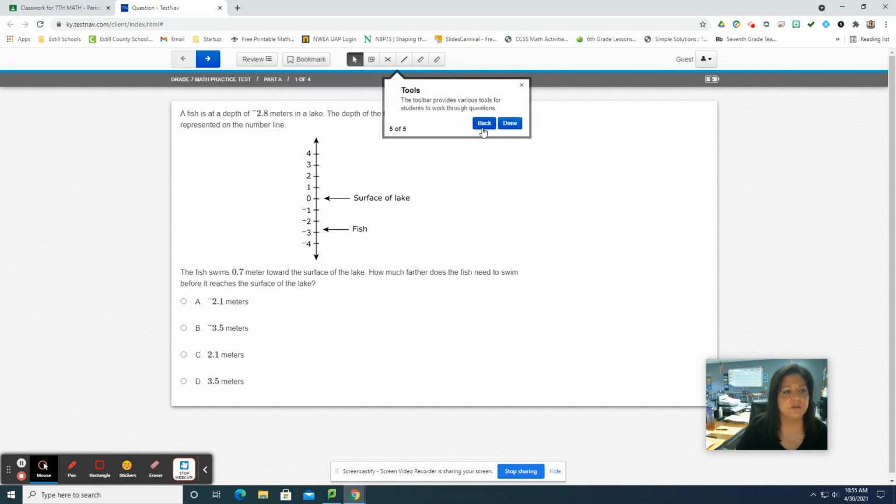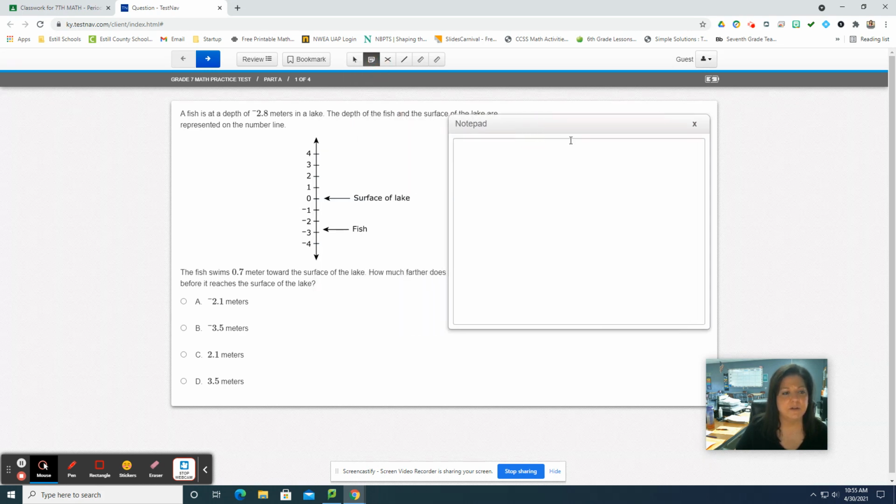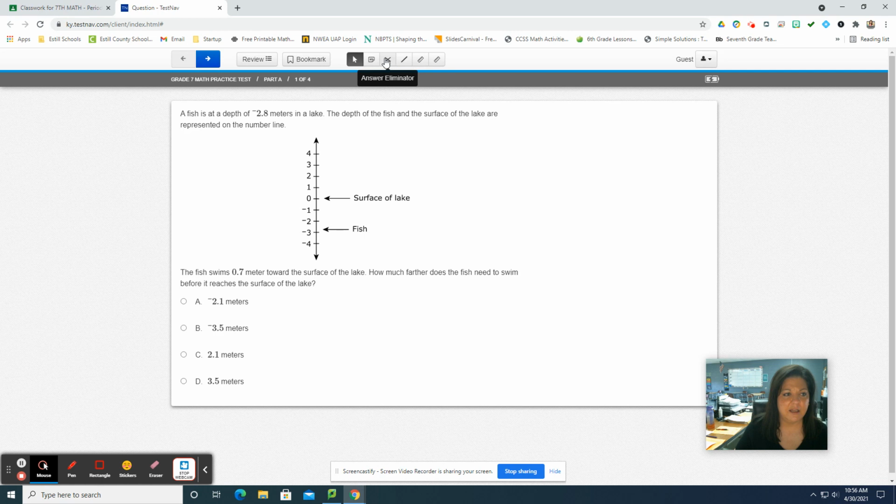And the tools. So we have the pointer, which is what we're on. We have a notepad that we'll be using later. You will get scrap paper and a pencil during the test, so you don't necessarily have to type everything down. But if you need the notepad, it's there. You have an answer eliminator, which means that let's say we know that the answer is not negative. So we're going to mark out both negative answers. So we just have these 2 to choose from. That is what the answer eliminator is for.